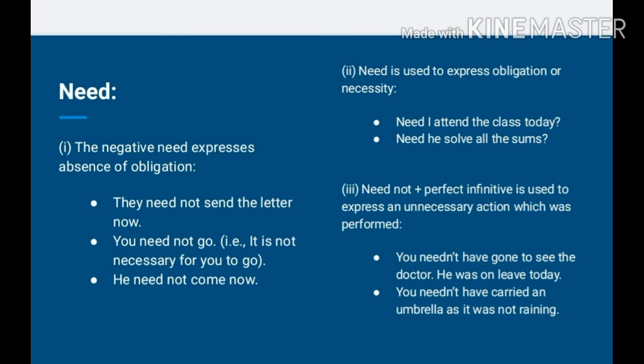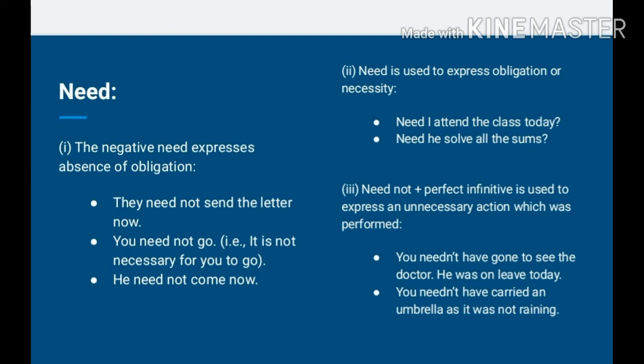You need not have gone to see the doctor. He was on leave today. Second one, you need not have carried an umbrella as it was not raining. These two sentences are expressing the unnecessary action which had been done already, but to express that we are using a modal auxiliary with a particular formation, need not plus perfect infinitive.